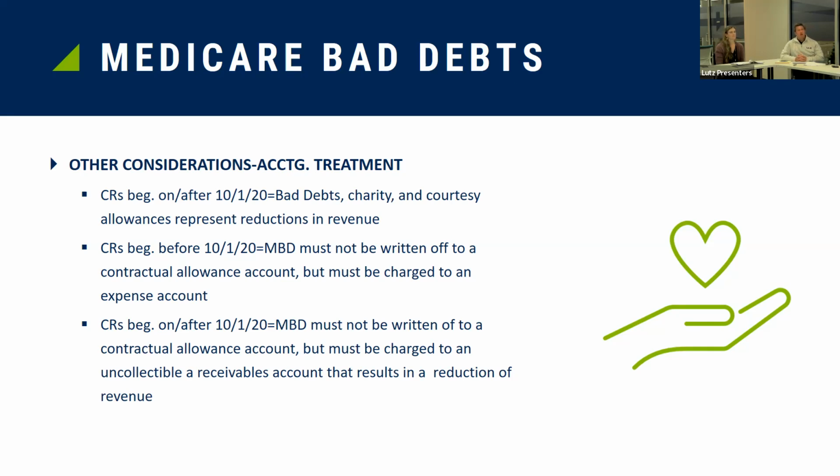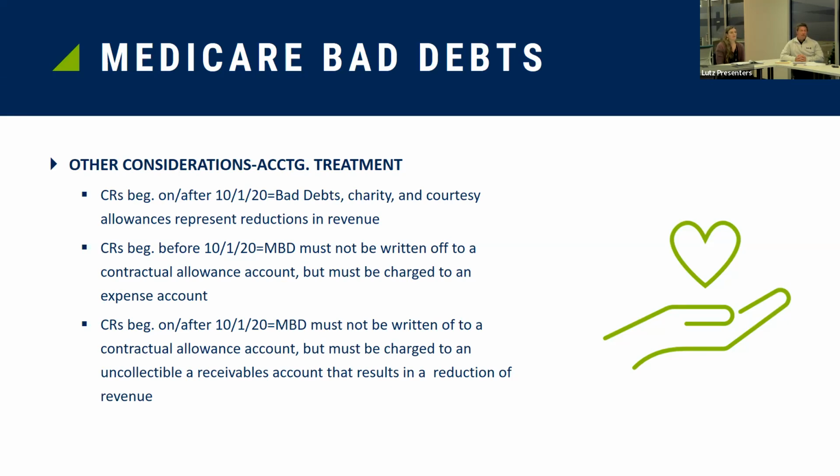So for cost report periods beginning on or after 10/1/20, which we are currently in, bad debts, charity, and courtesy allowances represent a reduction in revenue. So that is how they want to see it. For cost report periods beginning before that time, Medicare bad debts must not be written off to a contractual. They must be charged to an expense account. So that was a more common method of recording them at that point. And then lastly, we're back into current time for cost report periods beginning on or after 10/1/20. They must not be written off to a contractual allowance, but must be charged to an uncollectible receivables account that results in the reduction of revenue.